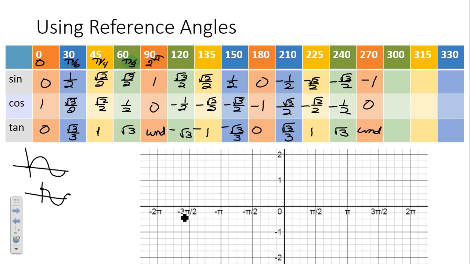Last quadrant, who's positive? Cosine. Everybody else is negative. And what is a 300-degree angle? A 60 reference angle. So we're putting our 60s in here. Sine of 60, square root of 3 over 2. Cosine 60, 1/2. Tangent 60, square root of 3. Cosine, or sine of 45, square root of 2 over 2. Same with the cosine, 1 for tangent.